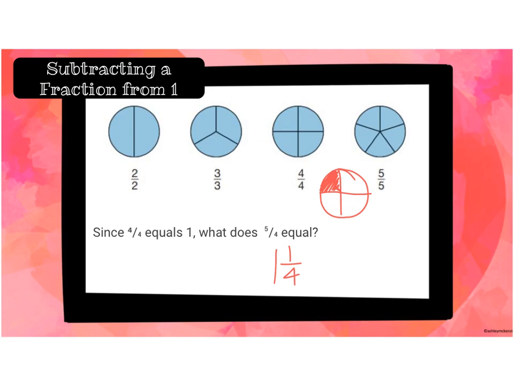Okay, what if I said 5/3? Looking at this picture, how much would 5/3 equal? Grace? 1 and 2/3. 3/3 is equal to 1, but if I did this again and I shaded 2 of those 3, I have 2/3 left over. So I have 1, 2, 3, 4, 5/3. This is 1 whole, and then I have 2/3 left over.